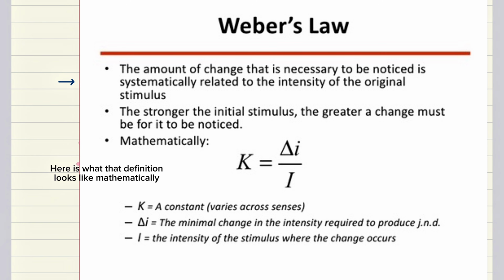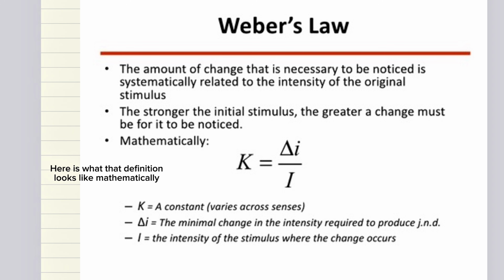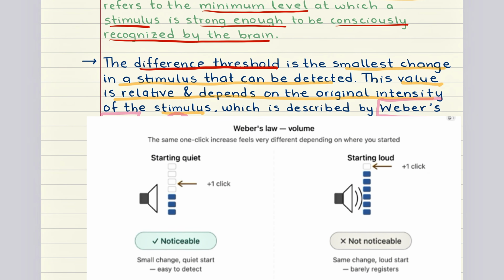Weber's law tells us that the change needed to detect a difference is proportional to the original intensity of the stimulus. So, the stronger the starting stimulus is, the larger the change usually has to be before we notice it. This is why turning up the volume by one click feels very different depending on where you started with the volume. If the volume's already silent, one click might be noticeable. But if the volume's already very loud, that one click increase might not even register or barely register.